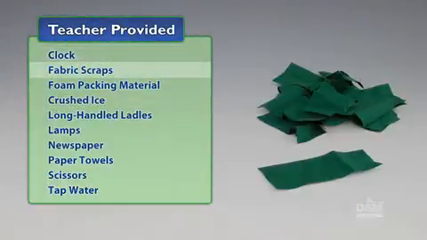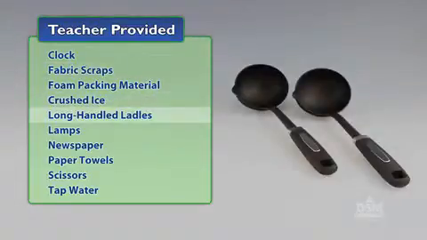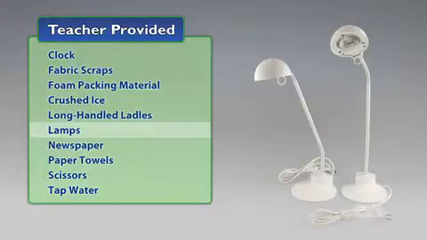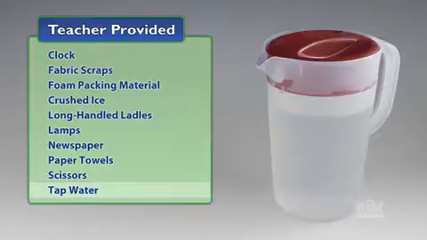You will also need to provide a clock, fabric scraps, foam packing material, crushed ice, 2 long-handled ladles, 1 to 2 lamps, newspaper, paper towels, scissors, and tap water.